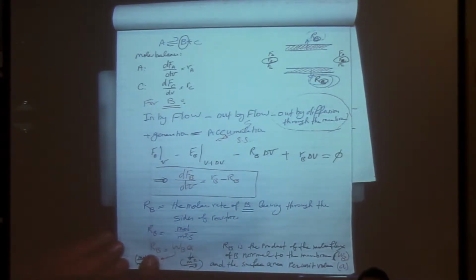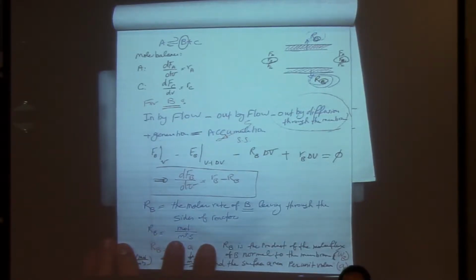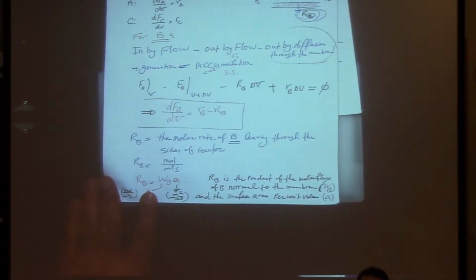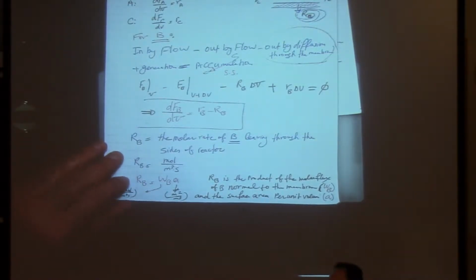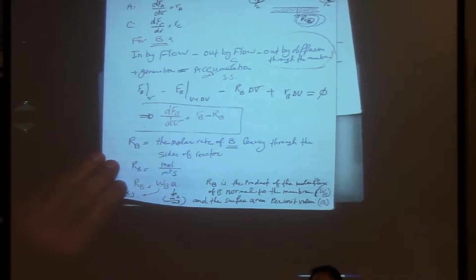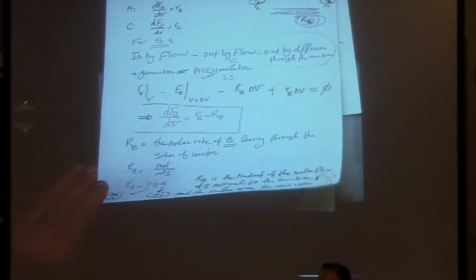And we mentioned that RB is WB times a, and WB is flux, and the small a is the specific surface area, meter squared per volume. Correct? That's where we stopped last time. Any questions so far? Okay, let's continue on that one, and then we do some examples as usual.